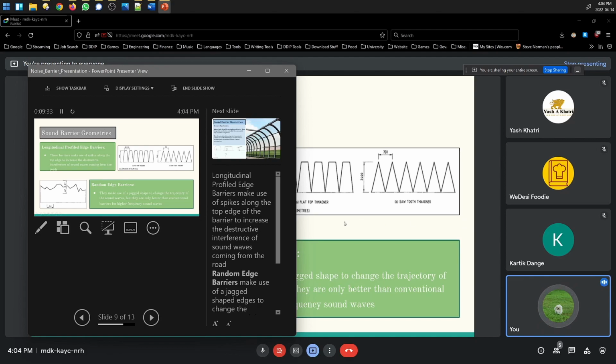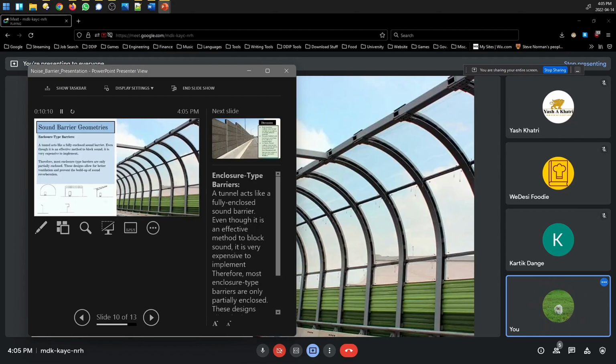Here we have longitudinal profiled edge barriers. These barriers have spikes at the top edge to increase destructive interference of sound waves coming from the roads. It basically interferes with how the waves interact and makes it more effective. The bottom shows random edge barriers, and these have a very jagged shape to change the trajectory of the sound. They are only effective for higher frequency waves, so they are used near factories and other such equipment.